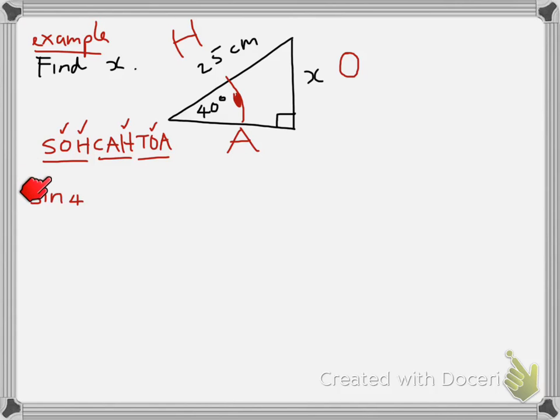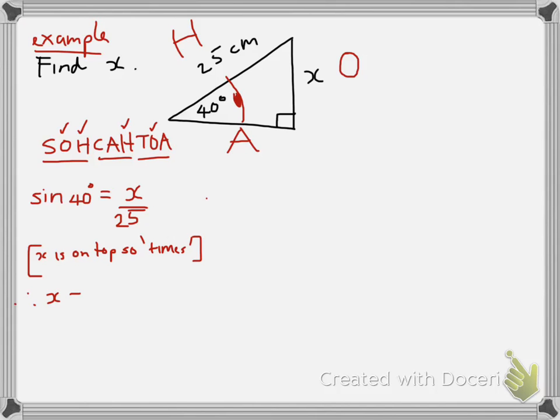So we're going to write down the sine of our angle, in this case 40 degrees, equals x on 25. How did I get x on 25? Well, remember sine is opposite over hypotenuse. So sine 40 is our opposite, which is x. See over here on the diagram. And our hypotenuse up here is 25.